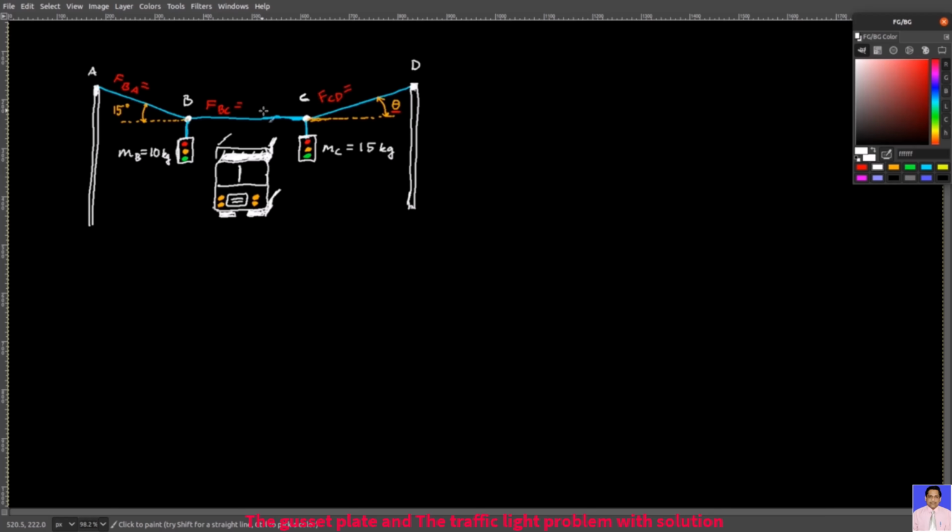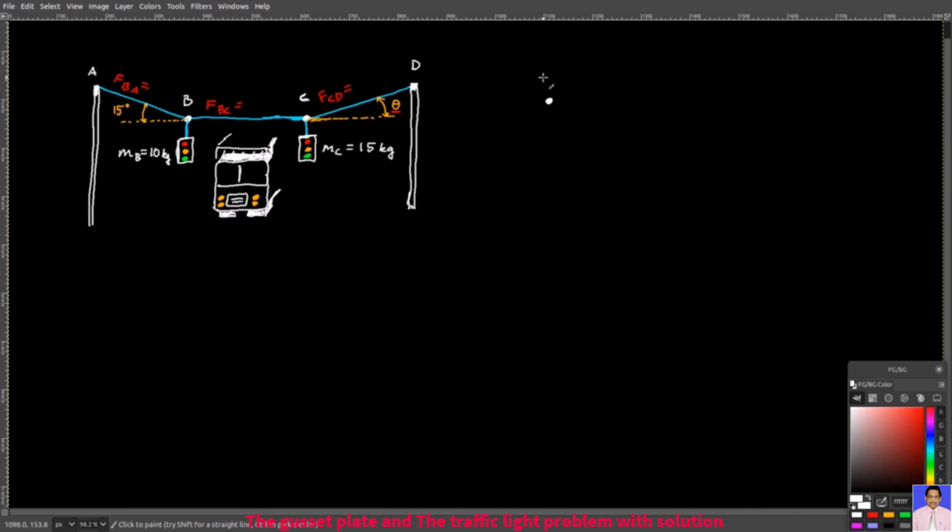Now we have four unknowns, but we can also construct two free body diagrams. Let's first take point B, and first of all, you know that you have a force of gravity here, which is 10g newtons, because the mass here is 10 kilograms. Then you have this force, FBA, and then you have 15 degrees here, and then you have this force here, FBC.